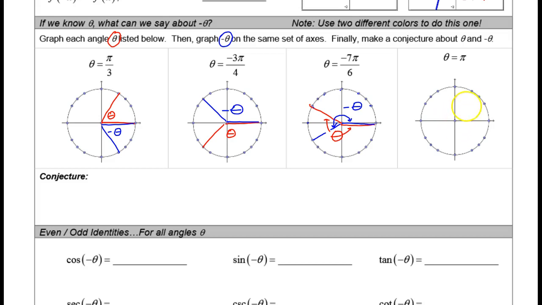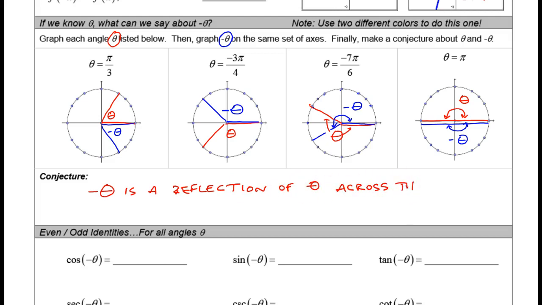So if theta equals pi, that's real easy. That's this angle right here. The initial and terminal side lie right on the x-axis, and that's theta. Now let's take a look at negative theta. Well, that's just going to be negative pi, which is that angle right there. So I'm pretty sure I have a clear conjecture here. It appears that the opposite of theta is a reflection of theta across the x-axis.